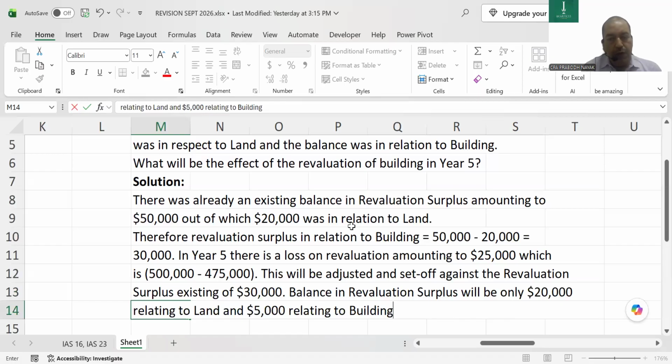So total 30,000 का building का. Okay, 20,000 was in relation to land, 30,000 was in relation to building. Revaluation loss खाली 25,000 था, तो उसमें से 5,000 बचा. So 20,000 of land remains intact, and the 30,000 of building में से 25,000 loss adjust हो जाता है, और उसके बाद 5,000 बच जाता है, करेक्ट? So this is your explanation.